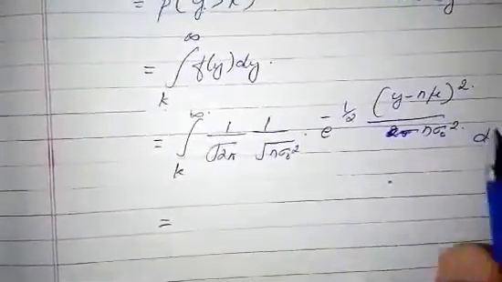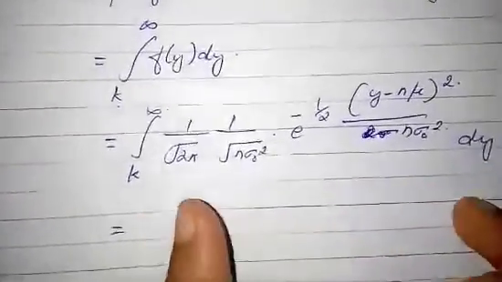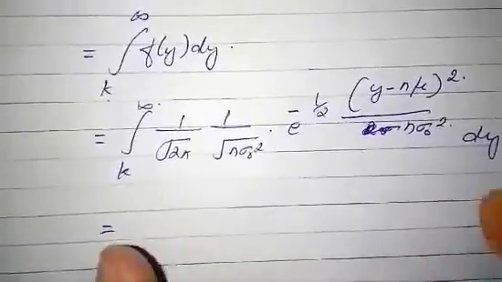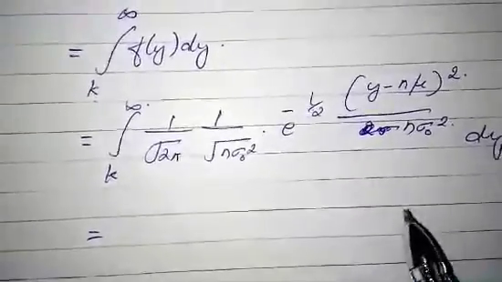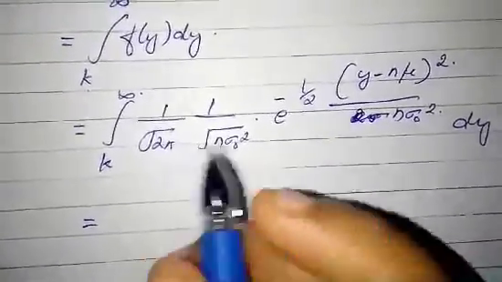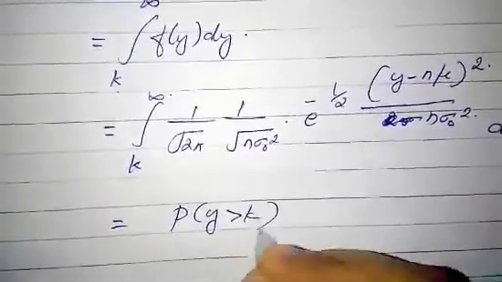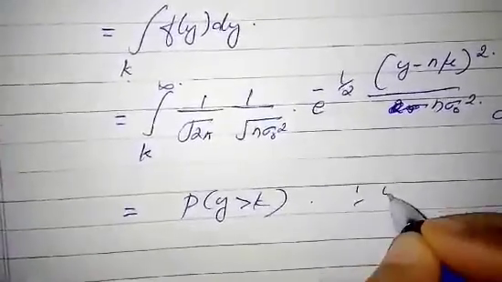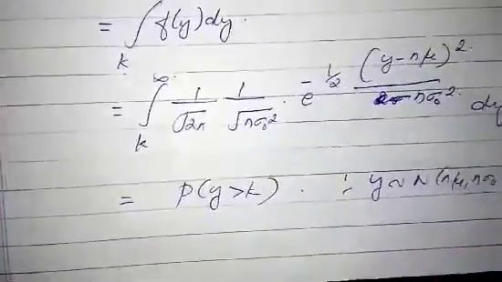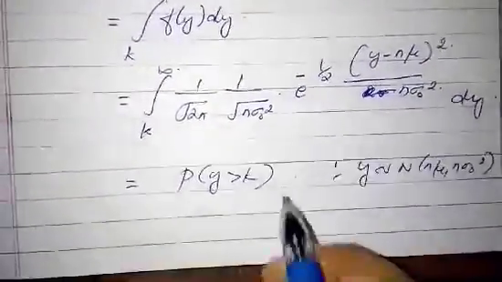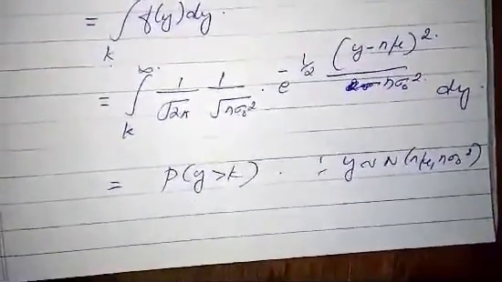So this is a long, big term. If it is difficult to derive or integrate, we can simplify this term to a smaller term. Here we know this term is the probability of y greater than k, where y follows normal mu and sigma naught square. We can make this y term a standard normal variable.